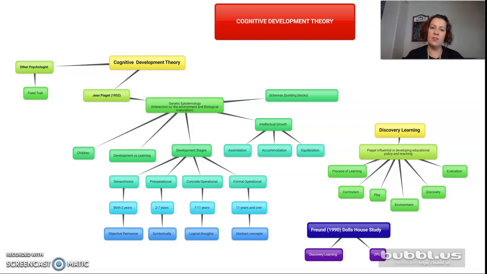So once again, this was about cognitive development theory. Jean Piaget was the founder of this, the study of epistemology. He had 4 discrete stages within this, and he looked at the schemas or the building blocks of this. And from this cognitive development theory stemmed discovery learning. Piaget was influential in developmental education policy and teaching, where children learn through play or learn through discovery.